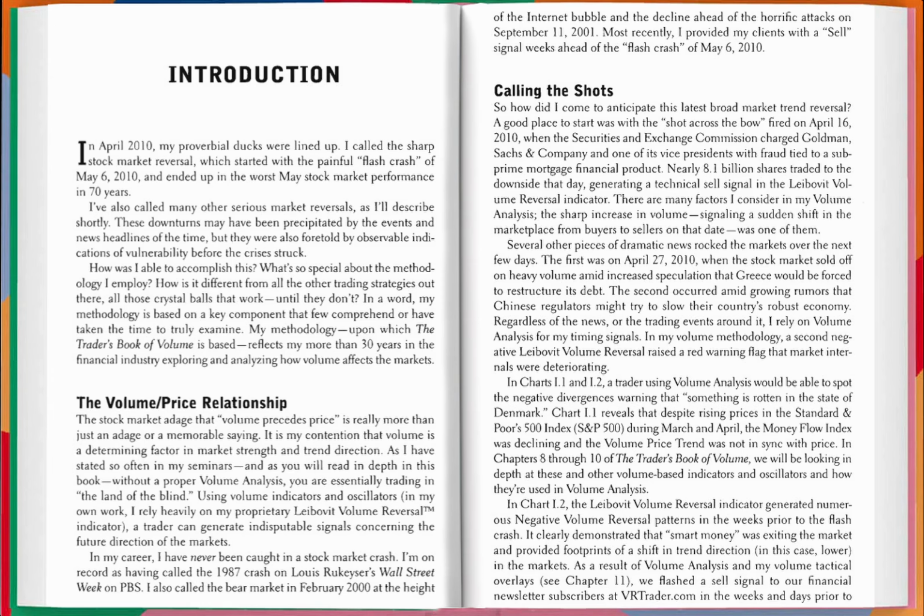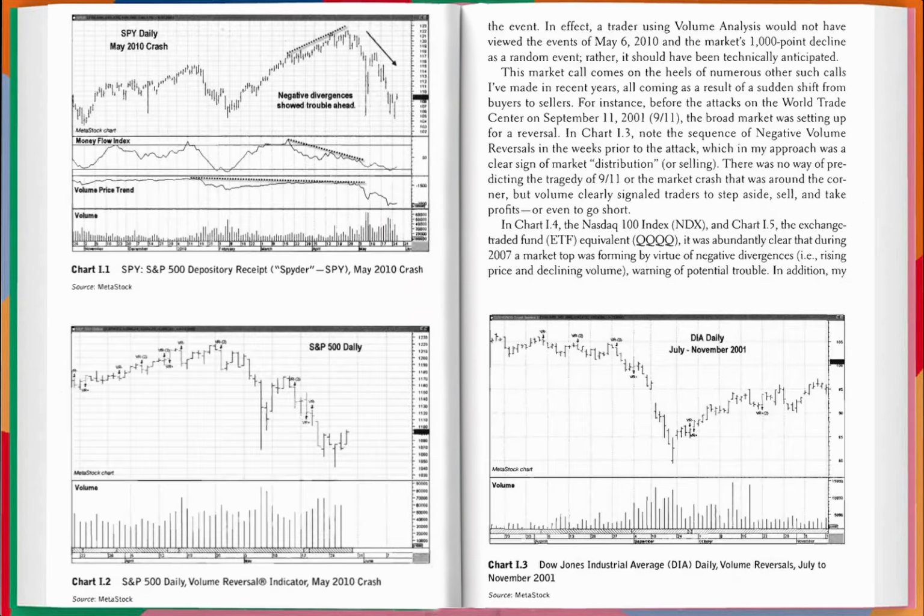As a result of volume analysis and my volume tactical overlays, see Chapter 11, we flashed a sell signal to our financial newsletter subscribers at VRTrader.com in the weeks and days prior to the event. In effect, a trader using volume analysis would not have viewed the events of May 6, 2010, and the market's 1,000-point decline as a random event. Rather, it should have been technically anticipated.